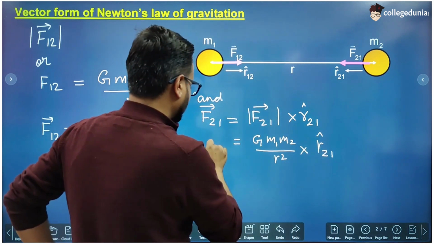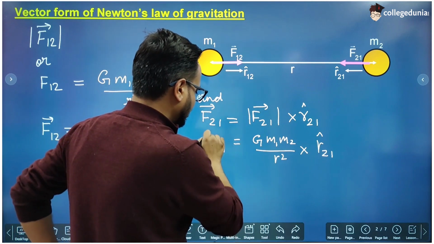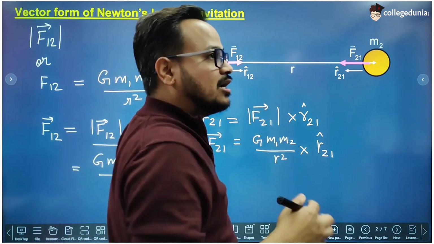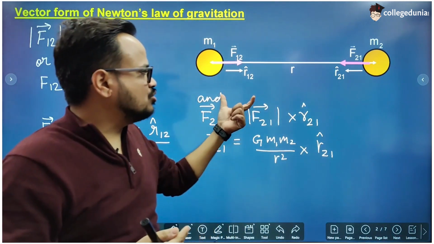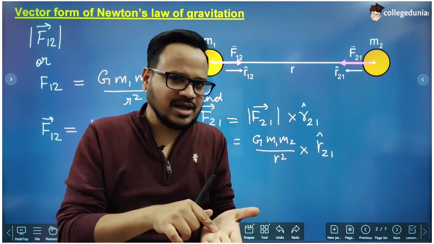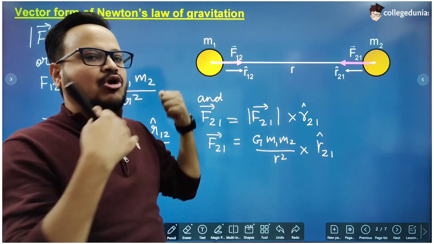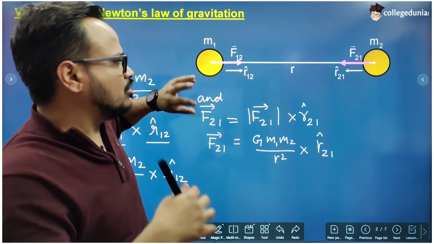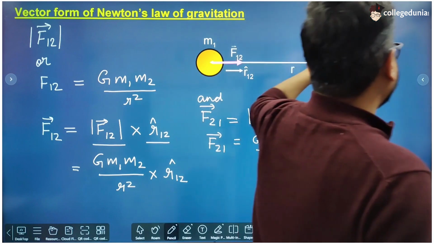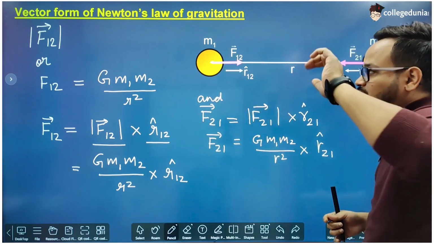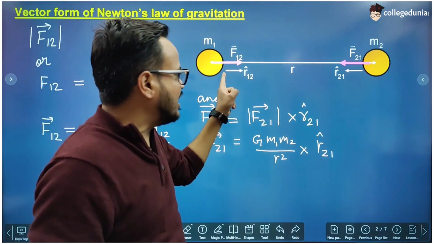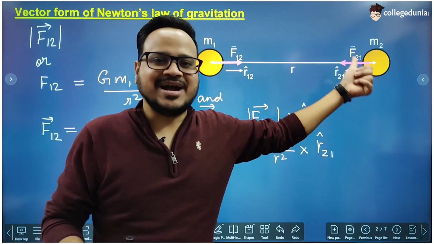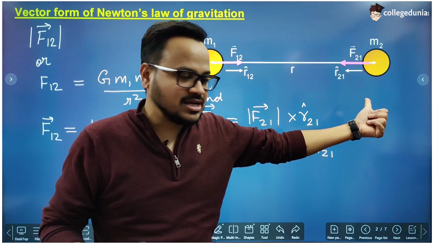And you know that these two unit vectors are acting along the same line but in opposite directions. So these two unit vectors are representing the same line but in the opposite way, right? This is representing this direction, this is representing this direction, but they both are unit vectors along the same line. So if this is i cap, this is also i cap, but with a minus. So this is i cap, this is minus i cap, right?